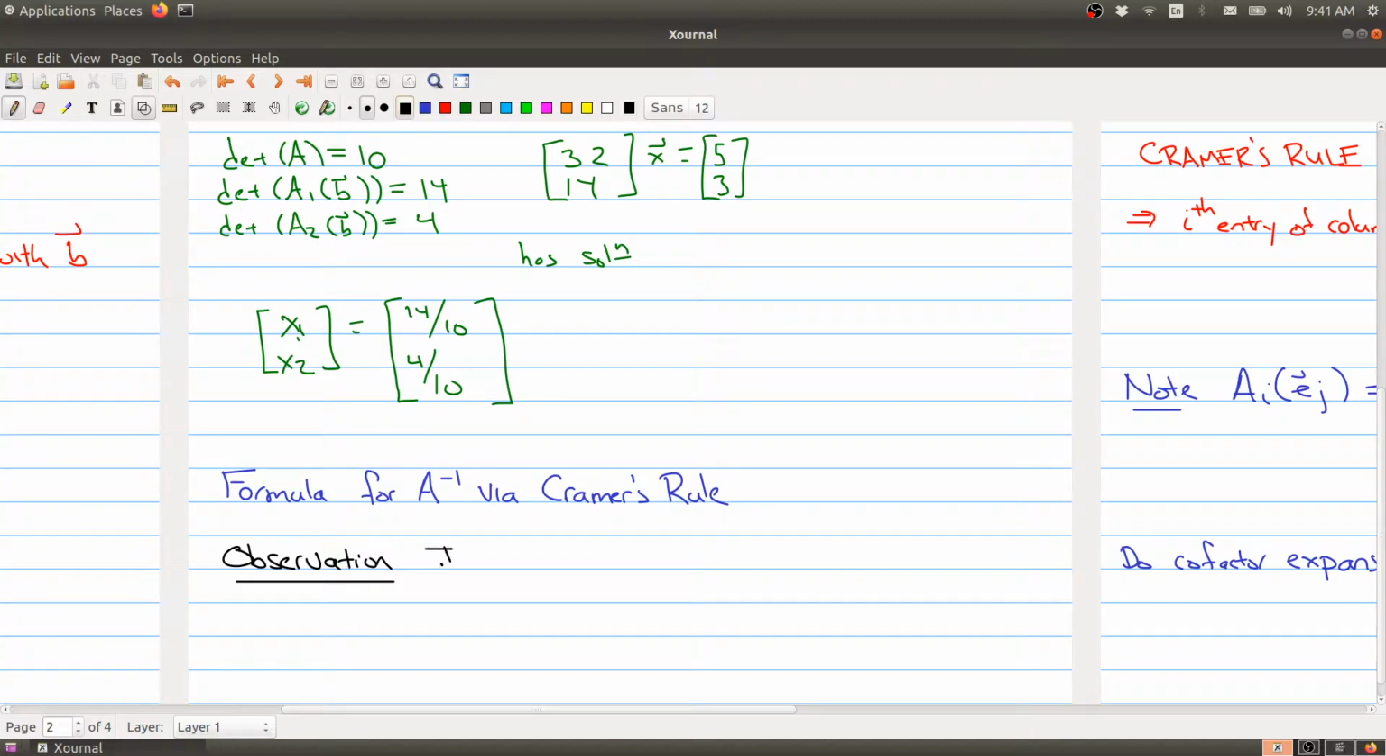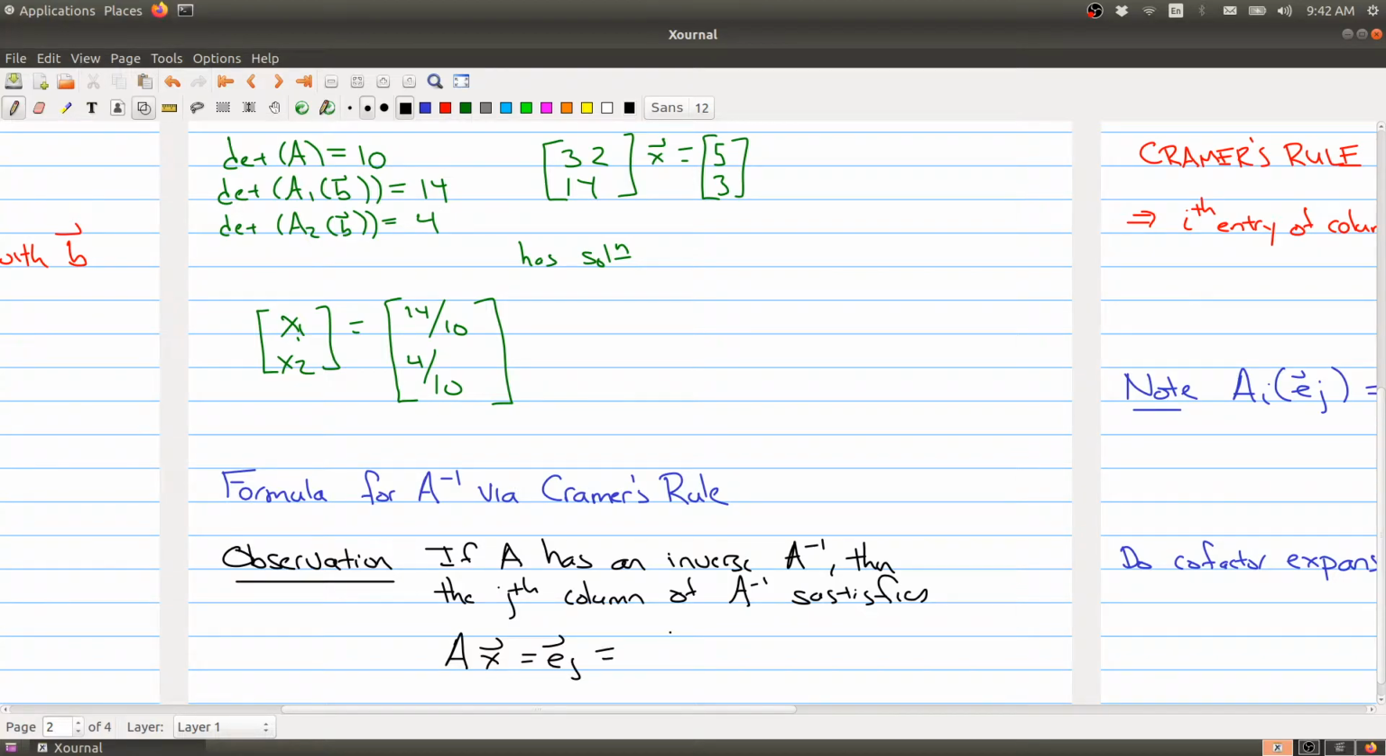Namely, if A has an inverse, A inverse, then the jth column of A inverse satisfies the following property. It satisfies this equation, AX equals EJ. Remember what this means: the vector with all zeros except for one in the jth row. So the jth column of this matrix is a solution to this equation.